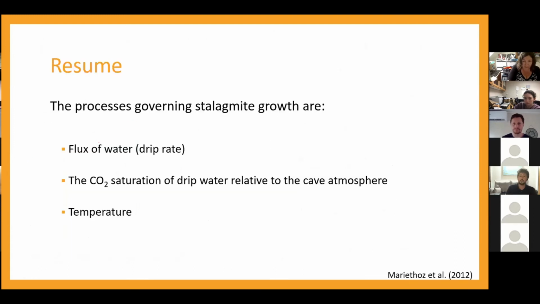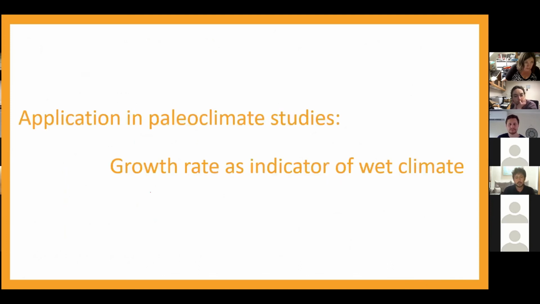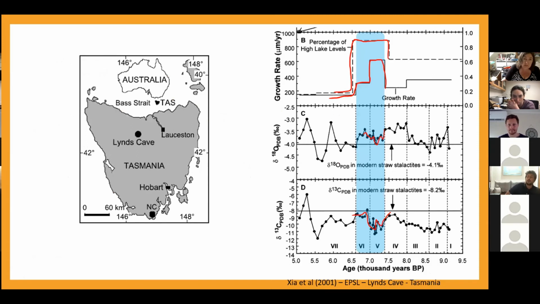I would say, in Brazil, the processes governing stalagmite growth rate will be the flux of water, dripping rate, the cave CO2, and the temperature. Then we can go quickly through some applications in paleoclimate, through some examples. Studies exploring the relationship between speleothem dripping rate, speleothem growth rate, and paleoclimate reconstruction are, basically, not well explored in the literature as a whole.